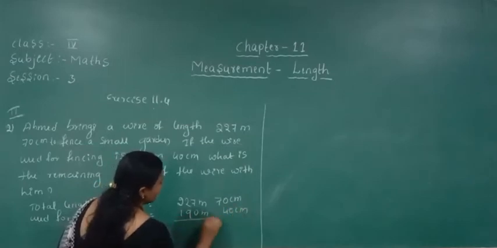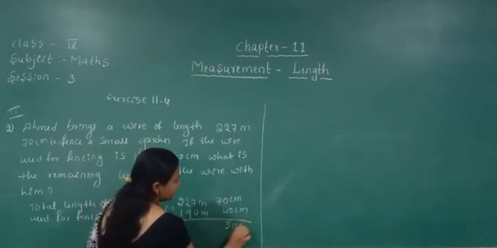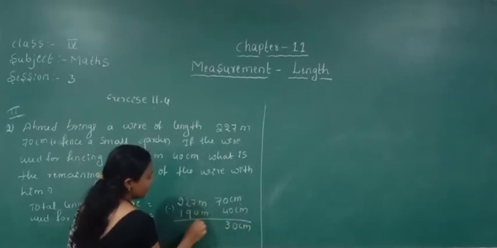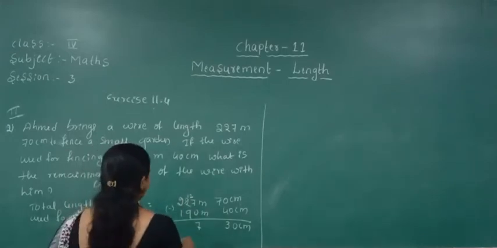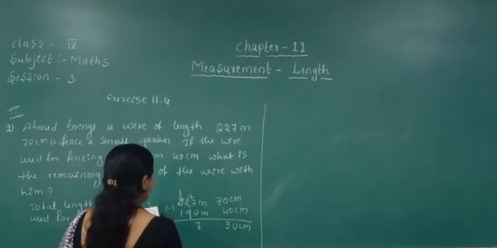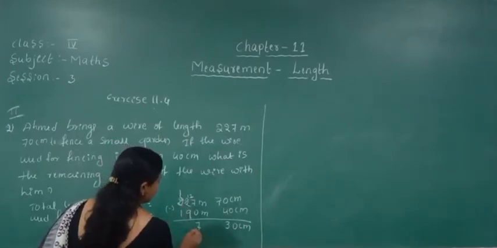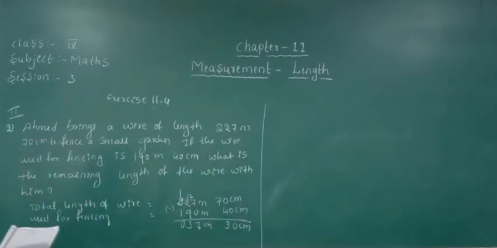Okay, so here we will subtract now. 0 minus 0, 7 minus 4, 3 is 30 centimeter. 7 as it is, here 12 comes, here it will become 1. So here 12 minus 9 is equal to 3, 1 minus 1 is 0. So here 37 meter 30 centimeter, that is the remaining length of the wire.